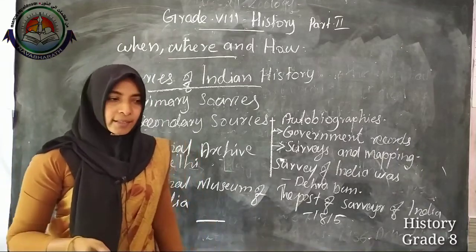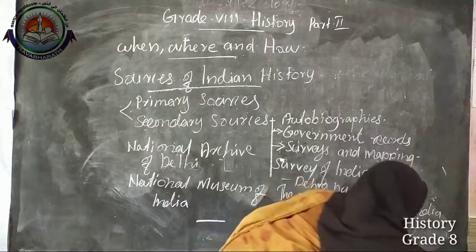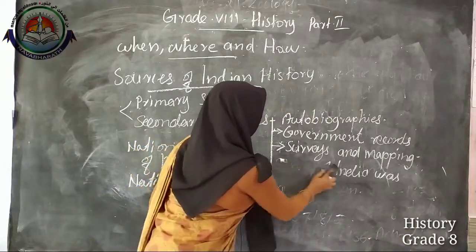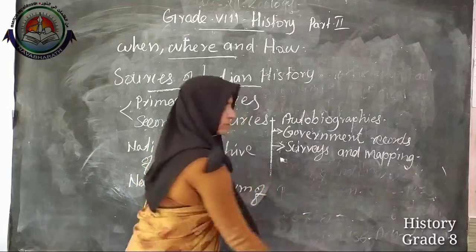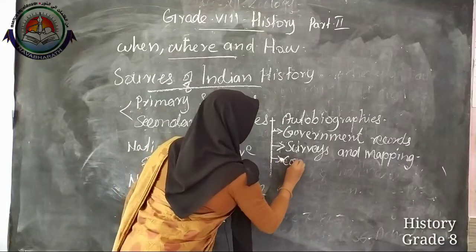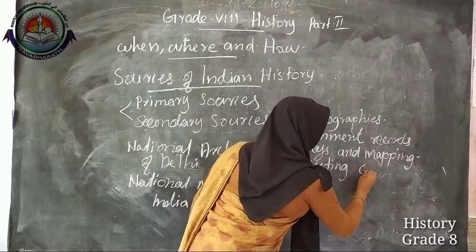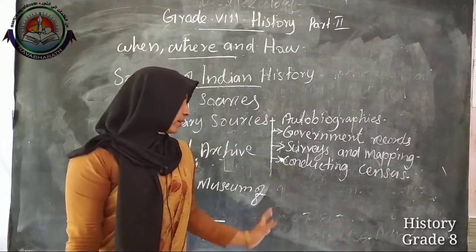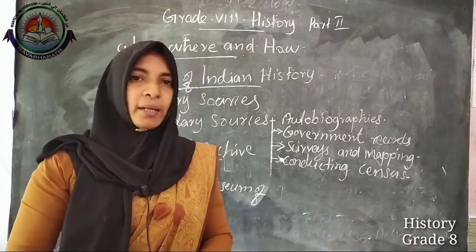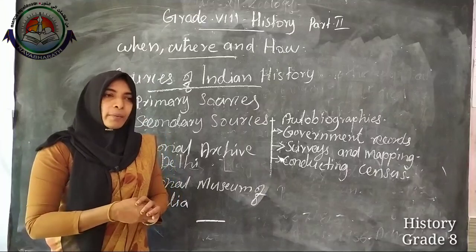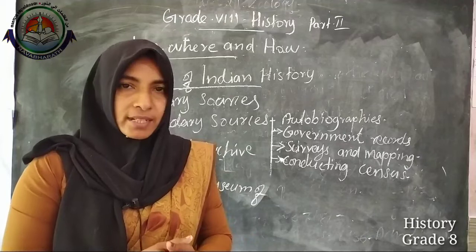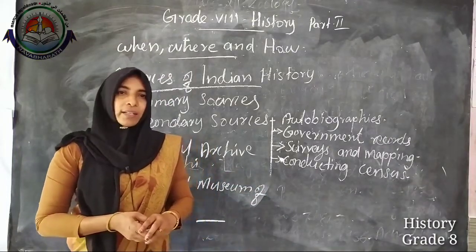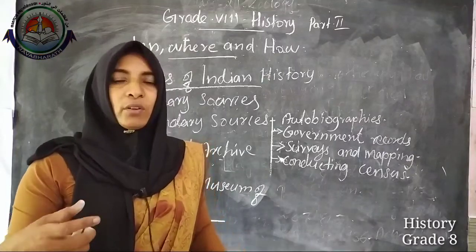Now we can go to the next source: conducting census. Listen, by conducting a census, the Britishers get an idea of the population, the number of people living in a particular area. Through this, it is very easy for their administration to implement programs according to the number of population. Moreover, it is easy to know about the revenue of that area.